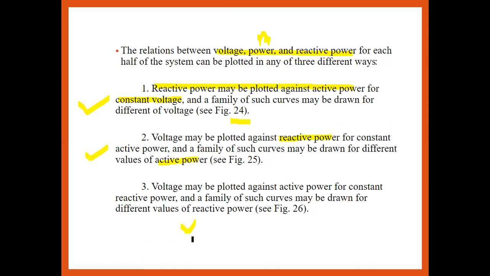First is the voltage, second is the reactive power, and third is the active power. They can be drawn with respect to the second one, and the third parameter should be kept constant, and such curves can be drawn for different values of that third parameter. This is the graphical representation or determination for finding the equivalent reactance of that synchronous machine. The plotted curves are shown in the below ways.